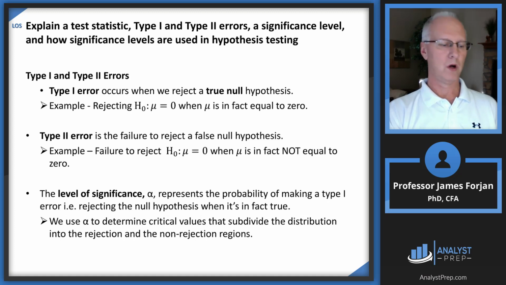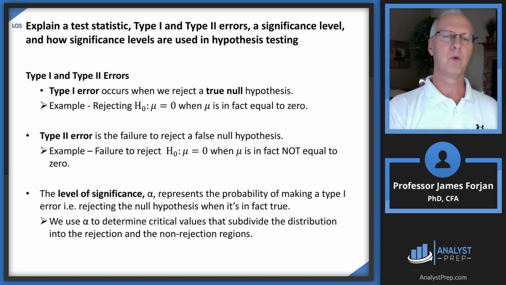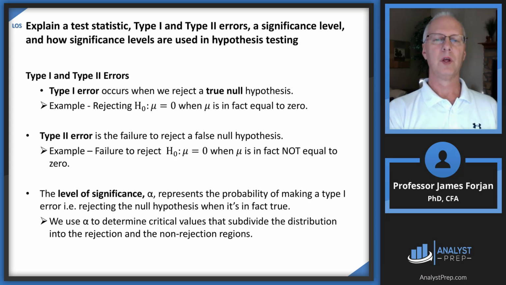How about type 1 and type 2 errors? These are important here. So explain type 1 and type 2. So let me go ahead and read these real quick, and then I'm going to give you a good example. Type 1 error is when we reject a true null hypothesis. Type 2 error is the failure to reject a false null hypothesis.